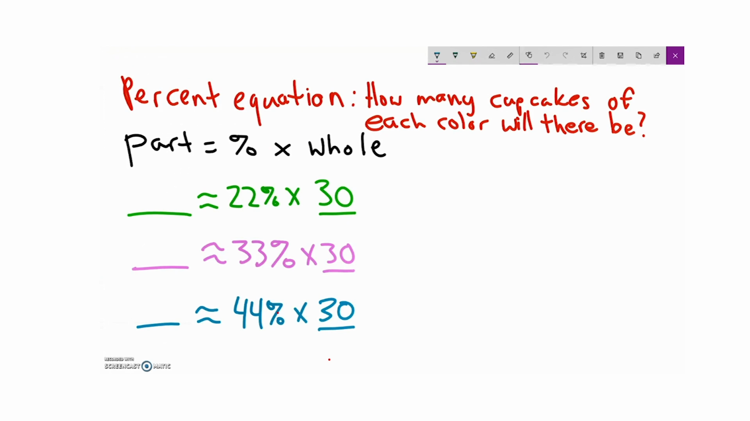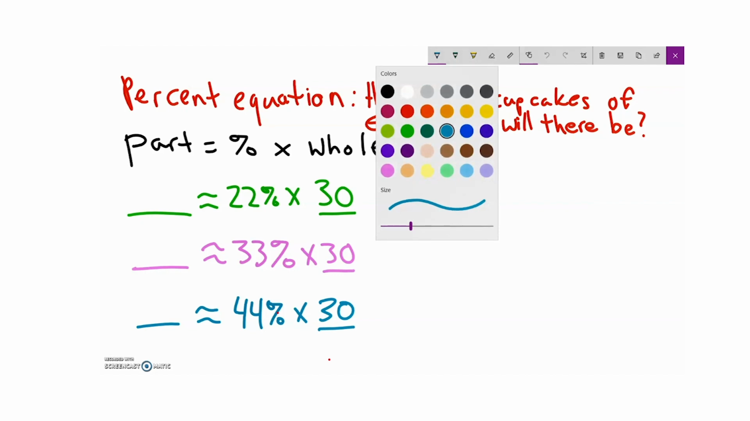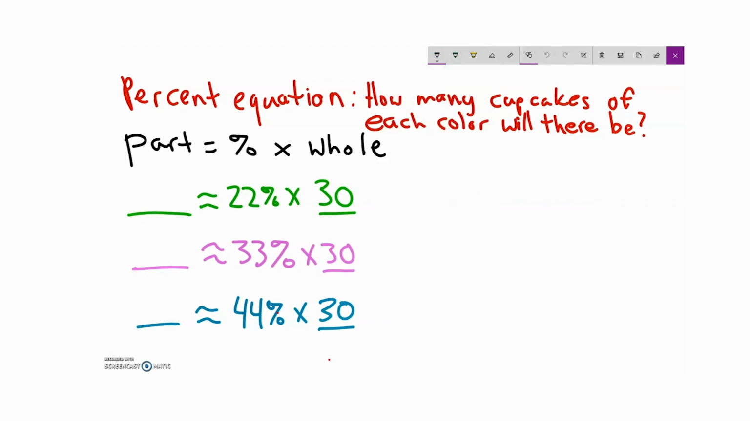So for the next part of the problem, we are going to model and solve using the percent equation. We want to know how many cupcakes of each color there will be. Well, let's remember our percent equation is part equals the percent times the whole. And we already figured out that 22% of all of the cupcakes will be green, approximately 33% will be pink, and 44% will be blue. So all we have to do is multiply by changing the percent to a decimal and multiply.